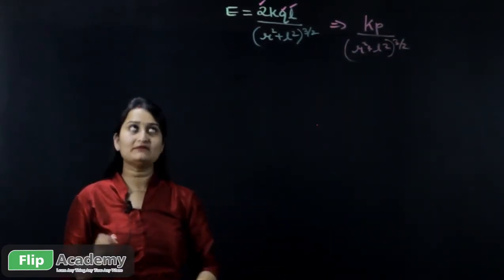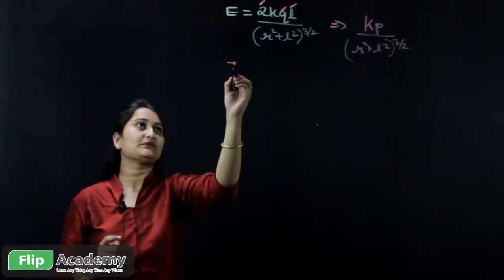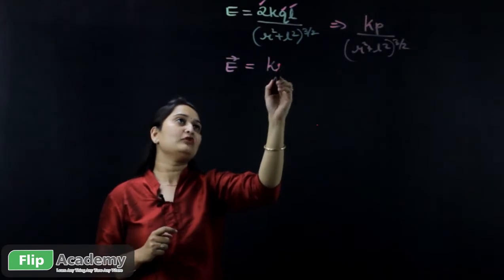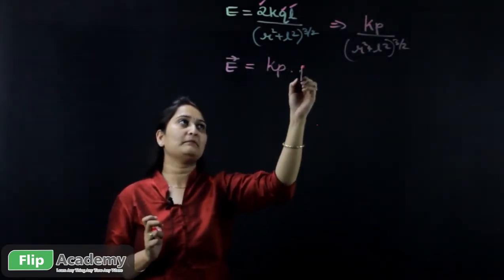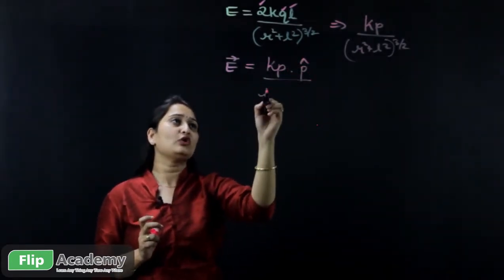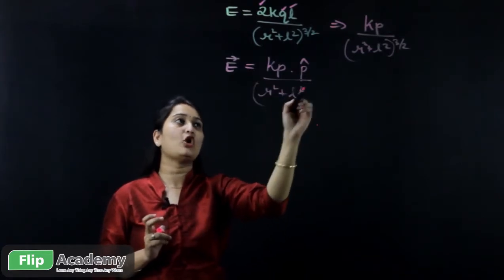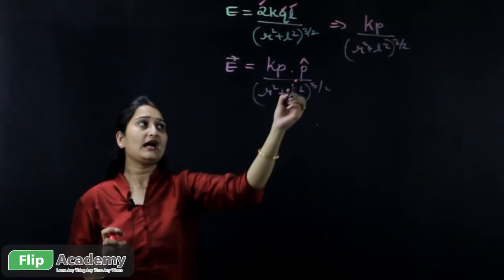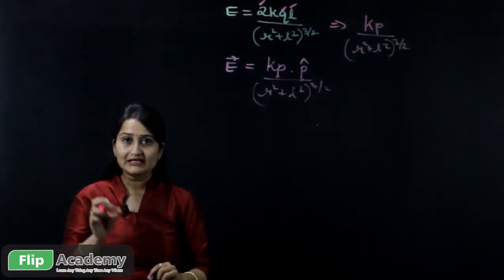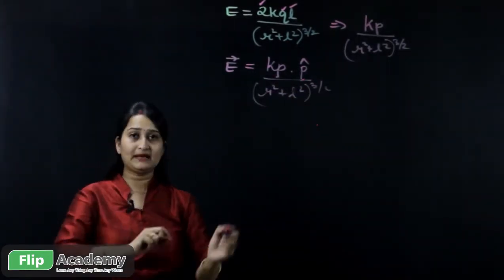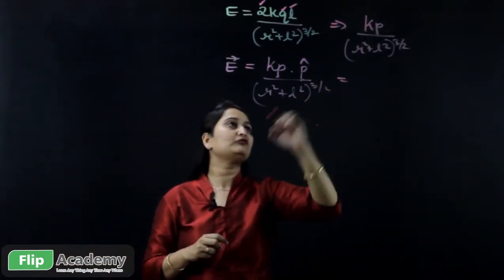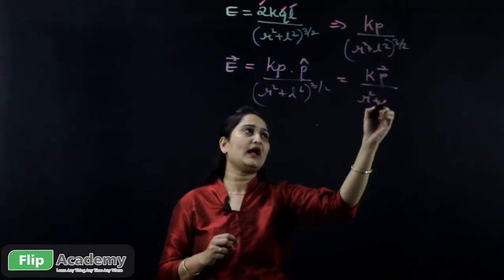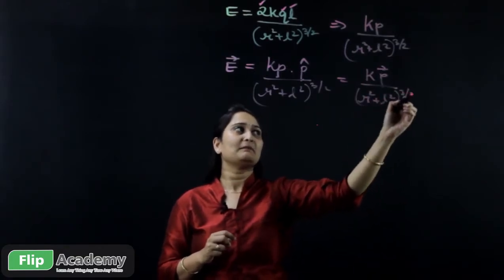Now, if we have to convert this electric field intensity into a vector quantity, we have to multiply this whole equation by a unit vector. So it is multiplied by a unit vector of the dipole moment. So this is how it is multiplied. Now you can see here a unit vector multiplied by the magnitude of that particular vector becomes a vector. So this formula reduces into K P vector upon R square plus L square to the power 3/2.